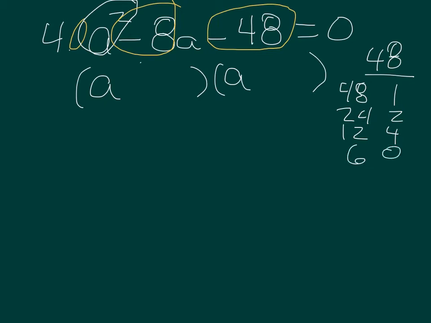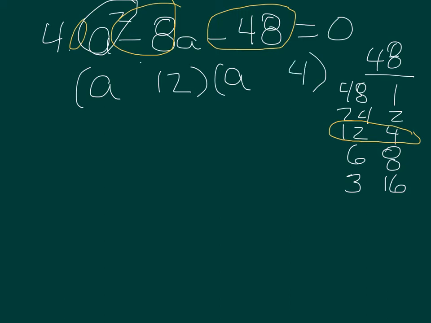I got 6 and 8. I've got 3 and 16. Okay, but I think I've found my solution right here. I'm not even sure if that's all the factors of 48. I look right here and I say, wait a minute, 12 and 4. If I could take 12 and subtract 4, that would give me 8. So I'm going to throw those in. We are going to do 12 and 4.